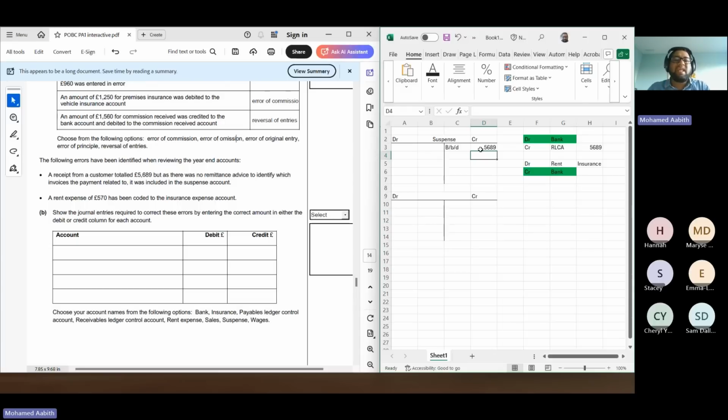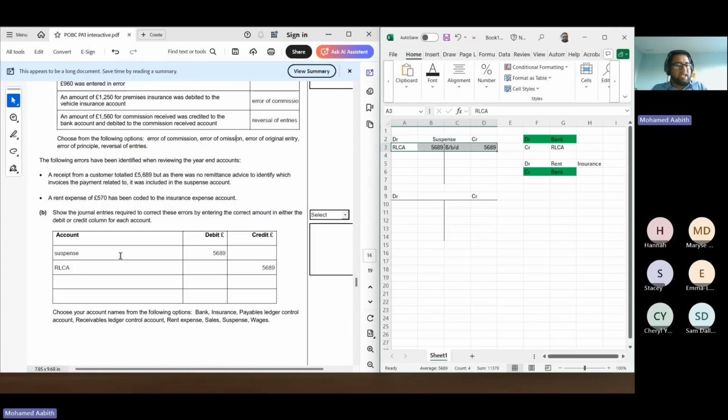So how are we going to clear this now? We found the error. The entry needs to go back into RLCA. What do you need to do? We have to debit the suspense account. So here, suspense account debit 5689, credit RLCA, and that is going to be 5,689. This way, the amount will come back to the RLCA account, and the 5,689 will clear the suspense account balance.